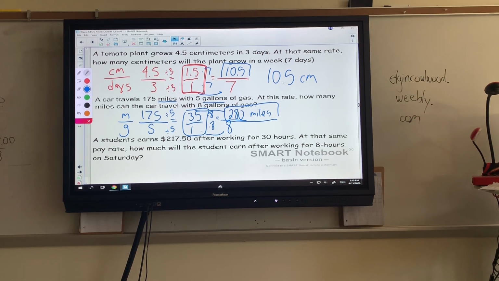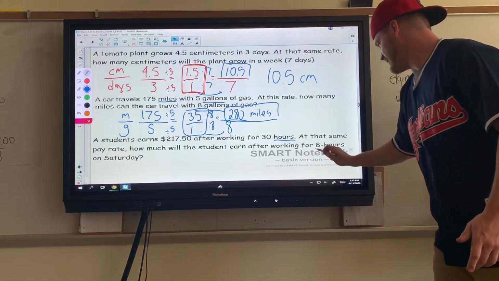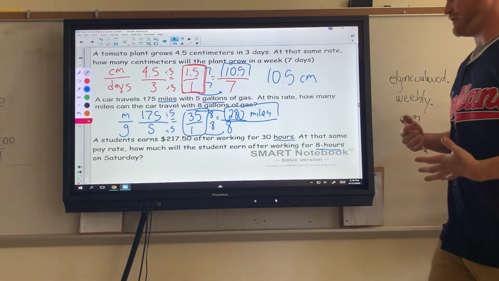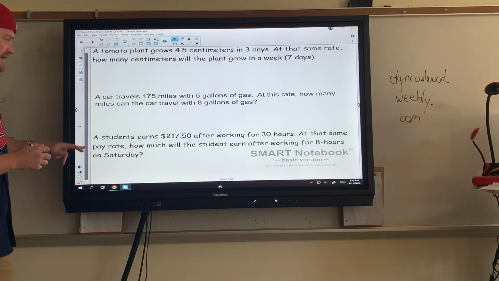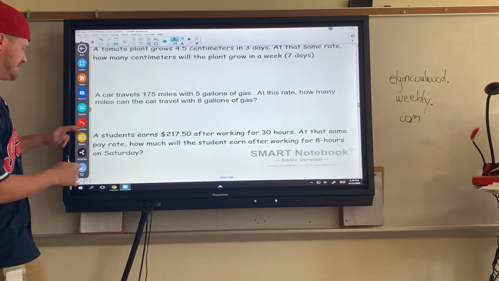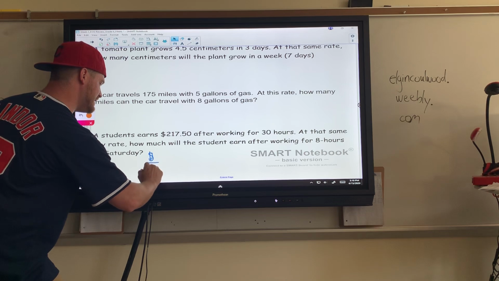Last but not least, a student is earning $217.50 for 30 hours. At that same pay rate, how much will the student earn after 8 hours of working? Well, if I'm looking at the units being compared, it's hours to hours, and I know that 30 divided by 8 doesn't give me a whole number, so it doesn't go into each other evenly. And since I'm comparing money, I would get in the habit of putting money over everything. In this case, again, it's money over hours.